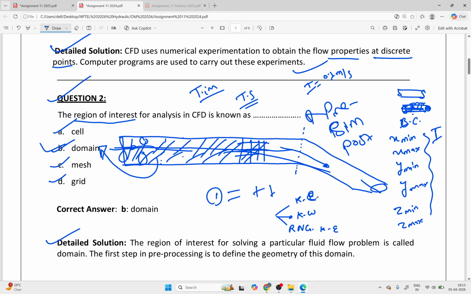In K epsilon, K is turbulent kinetic energy and epsilon is the dissipation. Also, you have large eddy simulation. These are the turbulence models, and the result will vary with all these things. So you have to be very clear about which turbulence model works best for your problem. You need the background of this. These are some basics, so let us move on to the next question.